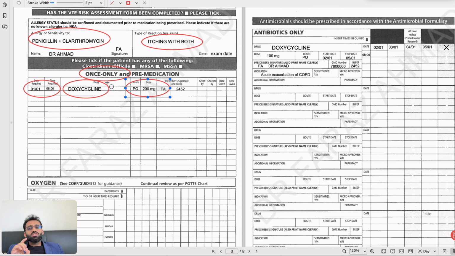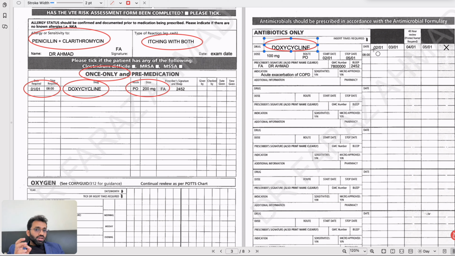This is just once, only for 1 day, and you will write the doxycycline for the rest of the 4 days. That is 100 mg only, and you will write that in the antibiotics section. Here you can see doxycycline, and the dose is 100 mg per oral. Start date is from the 2nd. So if your exam is on the 1st of January, you will write the 1st of January for the loading dose, and from the next day you have to write the regular dose, that is just 100 milligram.